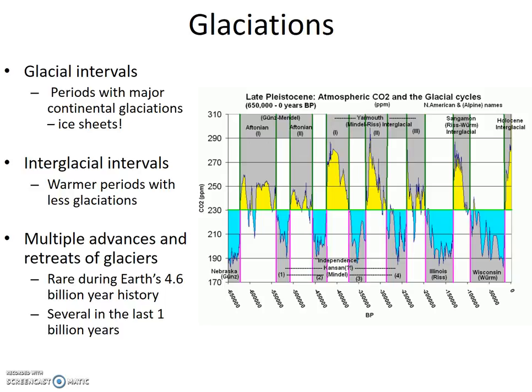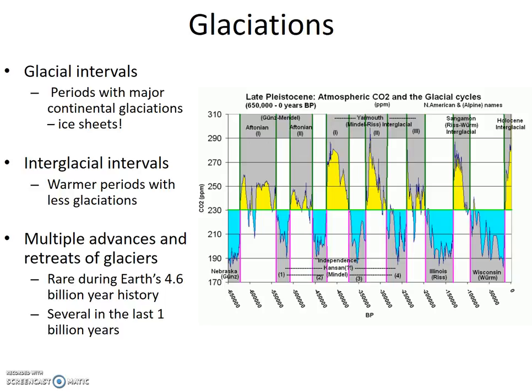Where there is a large section of yellow, carbon dioxide concentrations were generally higher. The atmosphere was generally warmer, and glaciers and ice sheets lost. We had an interglacial episode. On the graph, several interglacial episodes are named. Where there is a large section of blue, carbon dioxide concentrations were generally lower. The atmosphere was generally cooler, and glaciers and ice sheets won. We had a glacial episode.